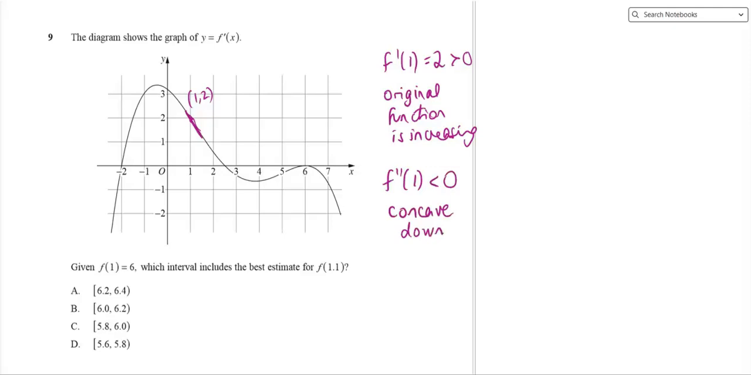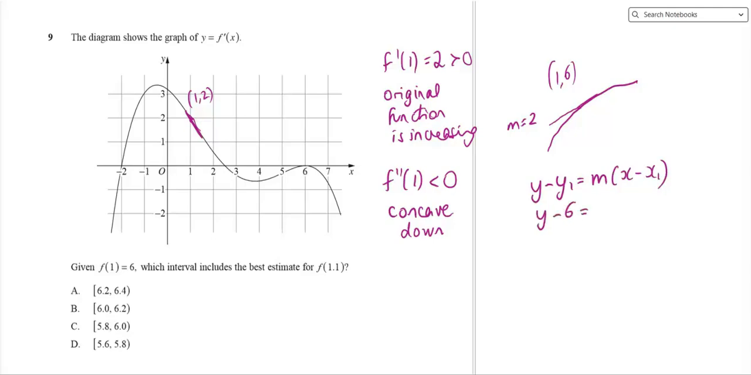So let's visualise what that original function must look like. We know that it's increasing and concave down, and it goes through the point 1, 6. If we consider the tangent at this point, the slope is m equals 2, and we know a point. We can use y minus y1 equals m outside of x minus x1. Y minus 6 equals 2 outside of x minus 1. So y equals 2x minus 2 plus 6. This is the line y equals 2x plus 4.